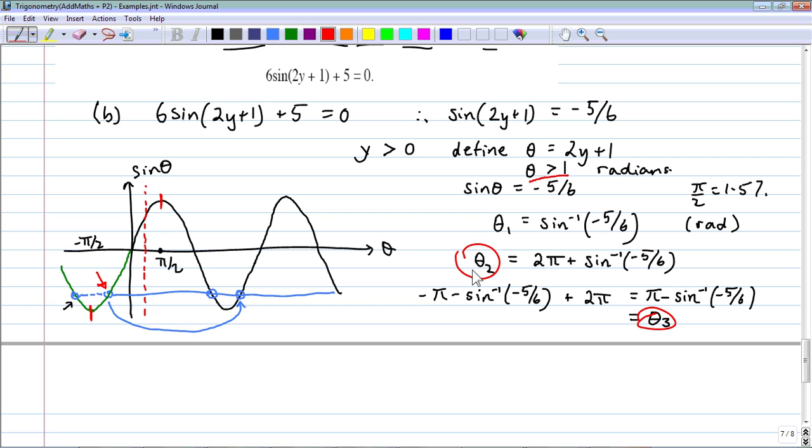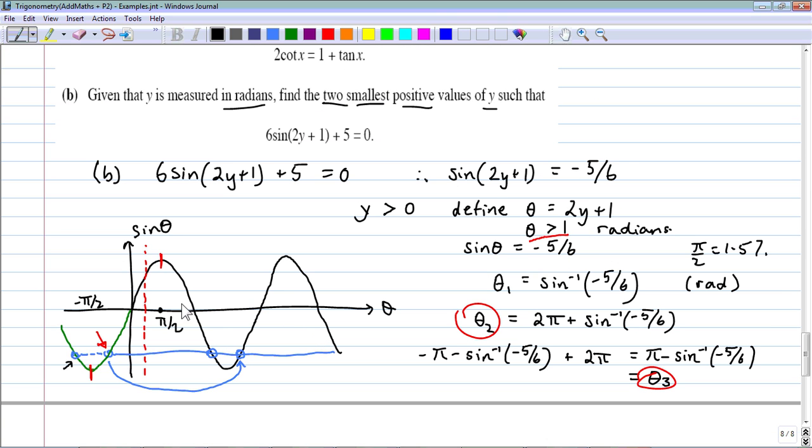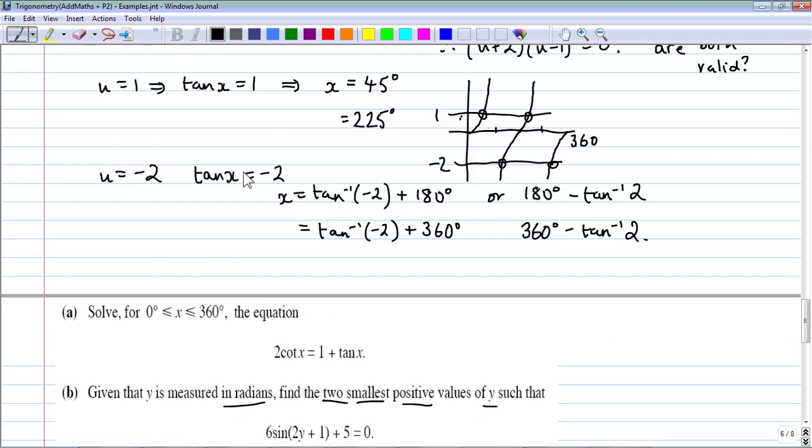These are the two smallest positive values of theta, and we should also mention that for each one of those thetas you can get the corresponding y. So for example, corresponding to this theta we get y equals theta minus 1 over 2, and the other y we get is similar. All of that can be done on the calculator, and you'll get the two smallest positive values of y which solve this equation in radians. So that's how we do that kind of question.